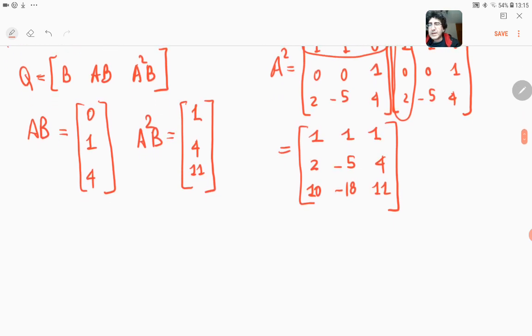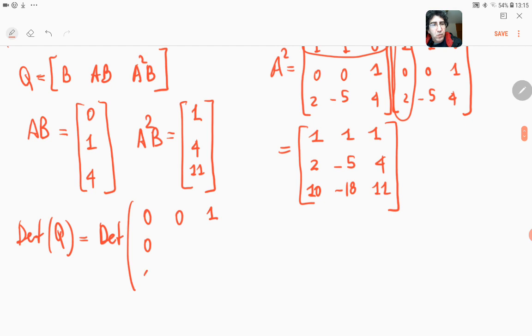Okay? So we need to calculate the determinant of Q, which is the determinant of a matrix whose columns are: 0, 0, 1, which is the B vector; 0, 1, 4, which is our AB matrix; and 1, 4, 11, which is our A square B matrix.